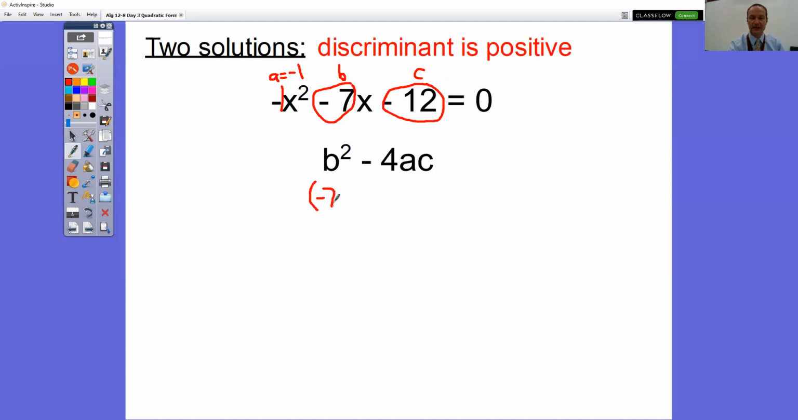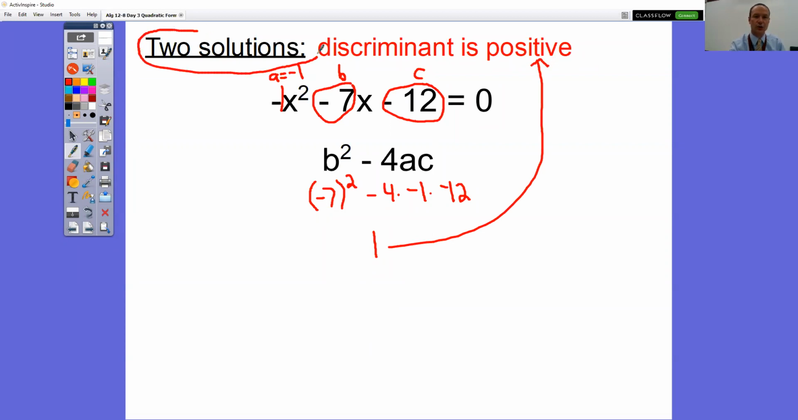This is inside parentheses, -7 squared minus 4 times our A value of -1 times our C value of -12. You can type this whole thing right into the calculator all at once. When you do that, you get an answer of 1, all right? 1 is a positive number, so that means there are 2 solutions to this quadratic equation.